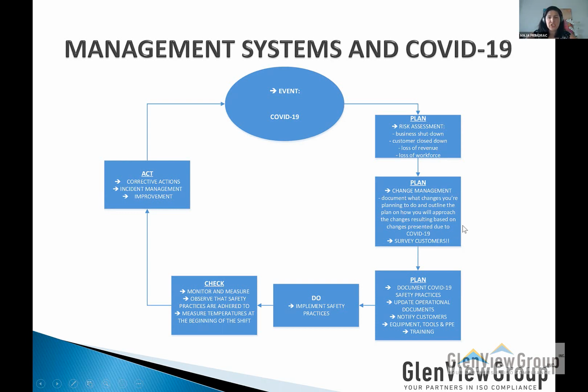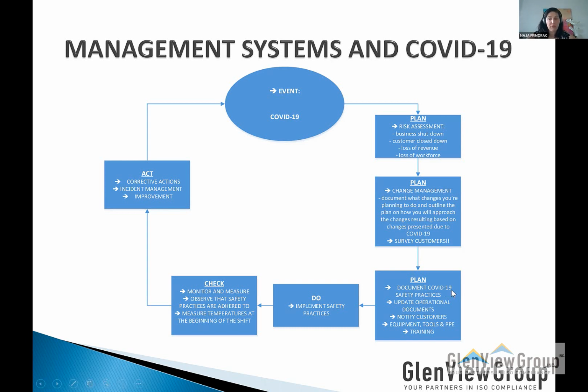Documenting what changes you need to make within your organization, and outlining the plan on how you will approach these changes. And then maybe one of the best things to do would be to survey your customers to see whether they're open, what kind of services they need. Can you pivot, given the resources that you already have? Can you pivot to service the customers' current needs? And then, of course, plan.